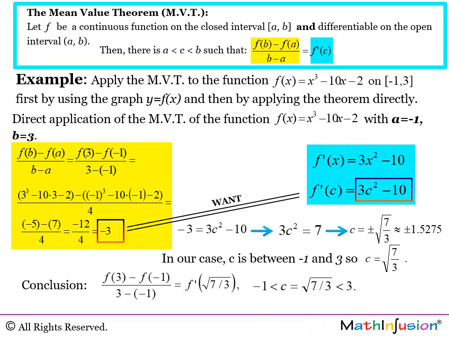And we can conclude that (f of 3 minus f of -1) over (3 minus 1) equals the derivative of the function at x equals square root of 7 over 3.